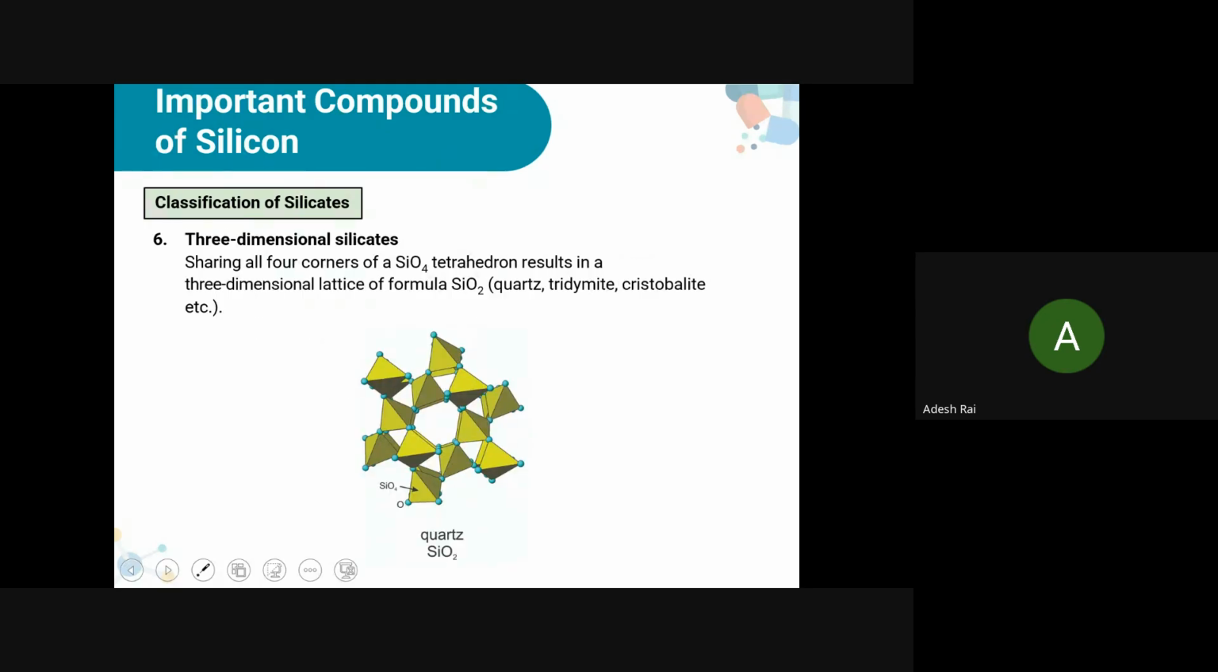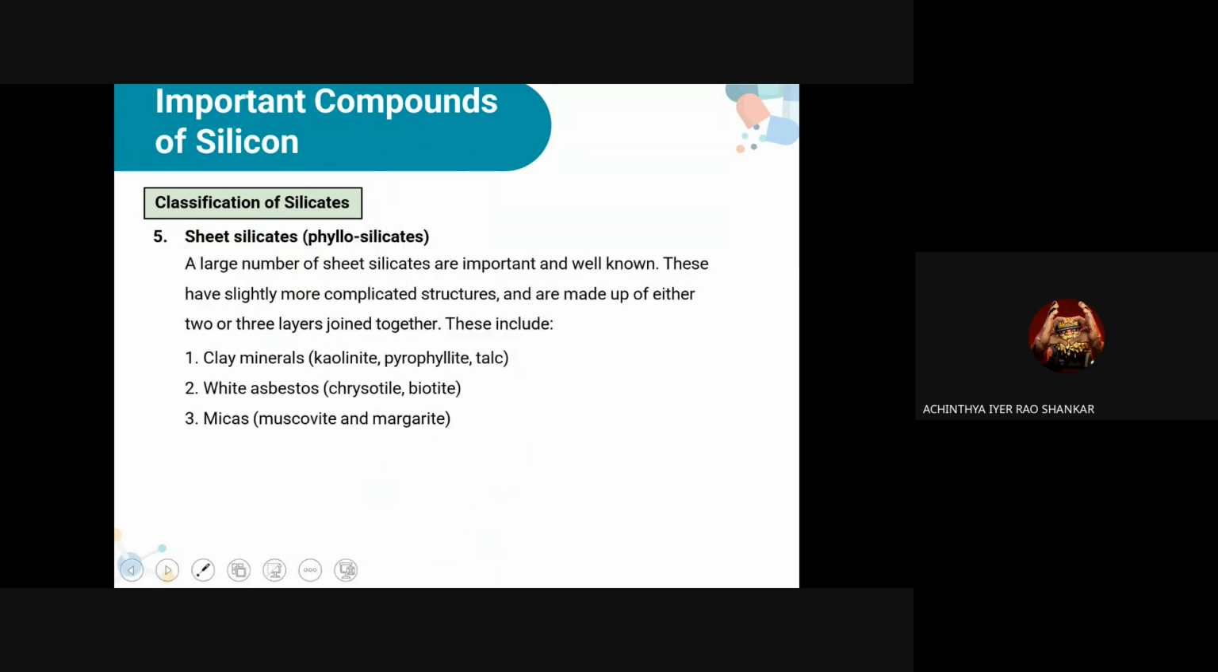Now comes the three-dimensional silicates, 3D silicates. So, in 3D silicates, all four corners are shared. Can you see this? Sharing all four corners of a SiO4 tetrahedron. Sir, show the previous slide for one second? This one. Yes.